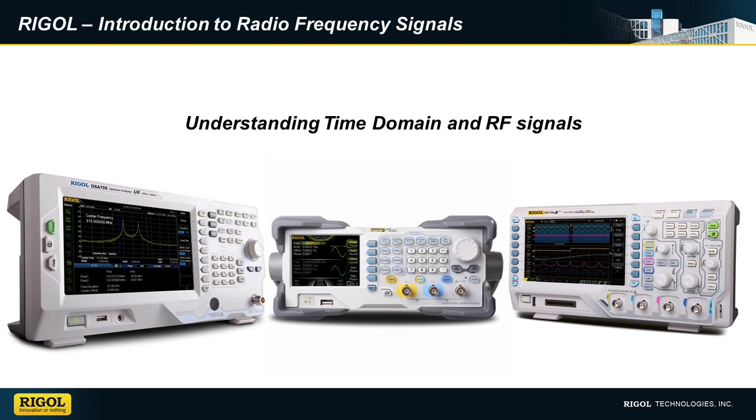Let's talk today about an introduction to radio frequency signals. We're going to go through a couple different examples of how we use RF signals in our lab and look at it from a perspective of a few different instruments. Today we're going to use an oscilloscope, a spectrum analyzer, and a waveform generator to generate our signals and look at them, visualize them in different ways. Let's get started.